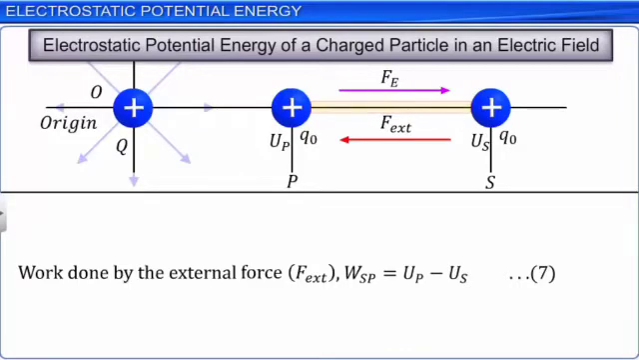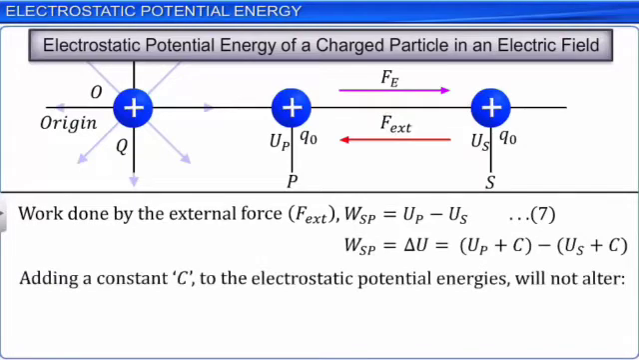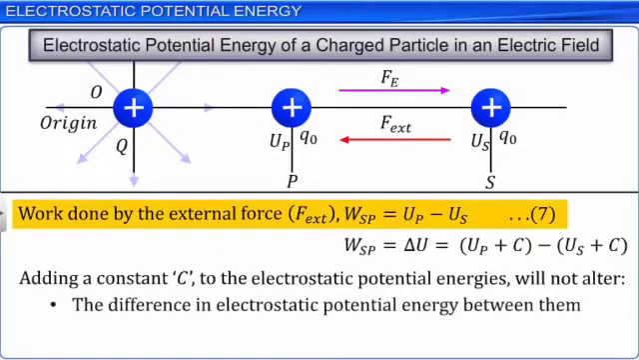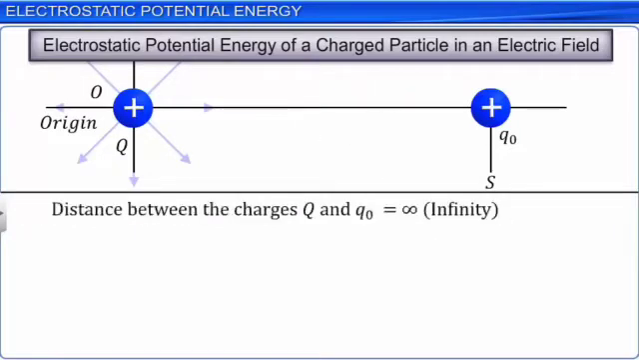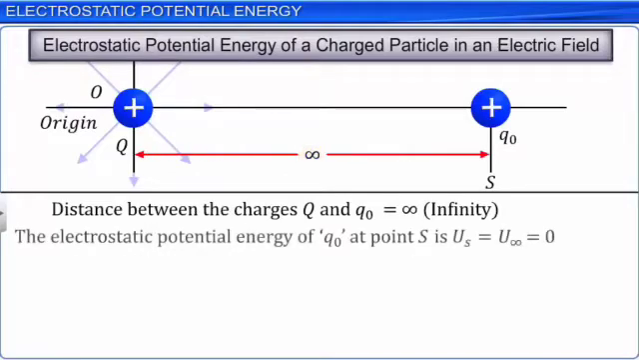Adding a constant C to the electrostatic potential energy at points S and P will not alter the values of the difference in electrostatic potential energy between the charges and the work done WSP. Hence, we can choose a convenient reference point where the value of the potential energy is 0. Let point S be at an infinite distance from the charge Q. The electrostatic potential energy of Q0 at point S is US equal to U infinity is 0.